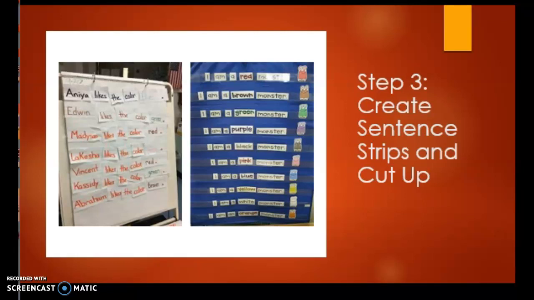And then by putting the sentence back together like a puzzle after they've cut it up, that's having them develop a sense of sentence structure, of knowing which words go first and which words go last in the sentence. So you could hold up two pictures or two words for Cassidy's sentence, and we'll say, Cassidy, our sentence says, Cassidy likes the color green. Which word comes first, Cassidy or color? And then Cassidy would put the sentence in order.